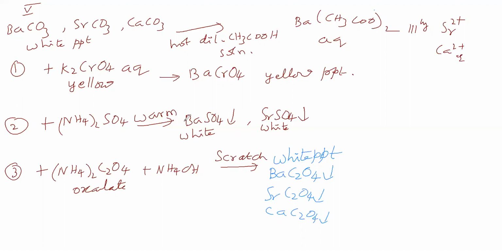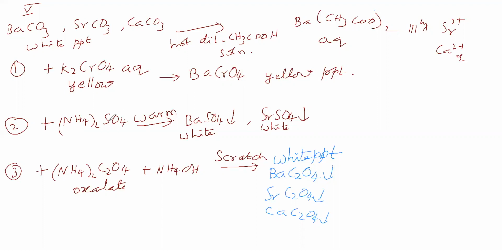Suppose you do not get white precipitate here, then you go for the third test. In the third test, if you get white precipitate, that indicates calcium oxalate. So do this group 5 analysis systematically, like group separation of cations. First analyze for barium. If you get yellow precipitate, barium is present, then don't go for second and third. If you do not get yellow precipitate, then go properly for second.